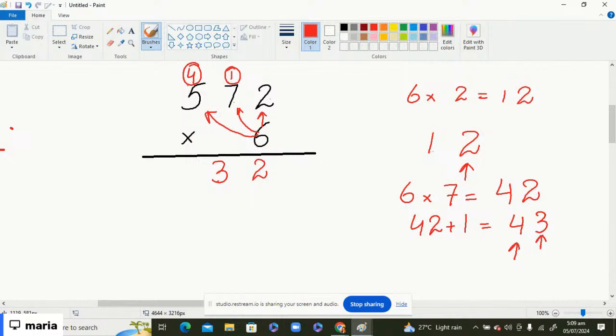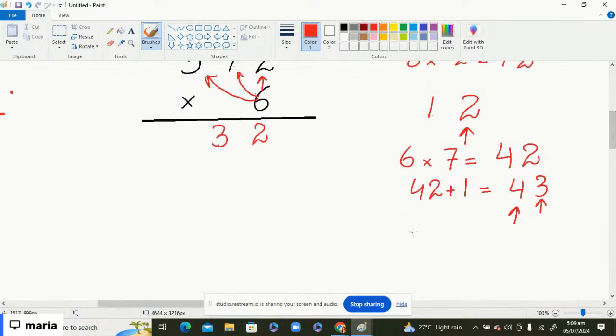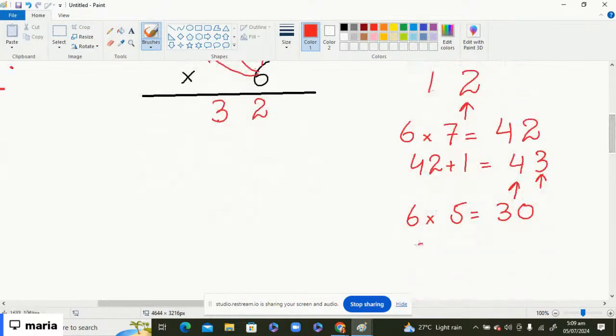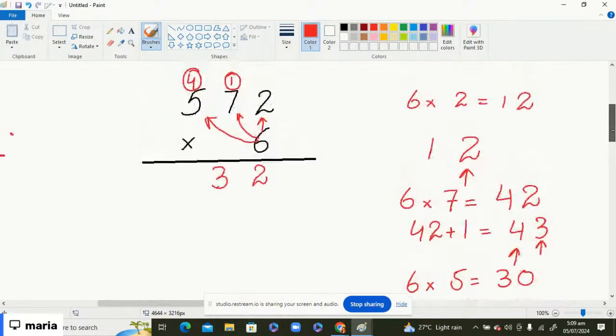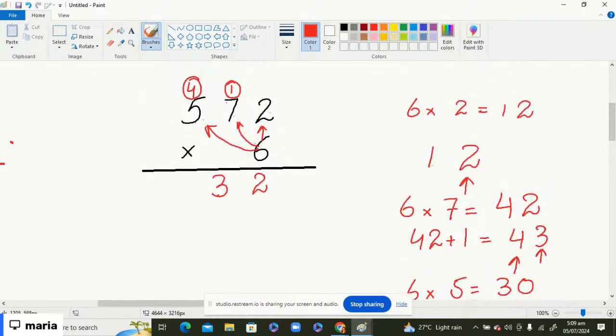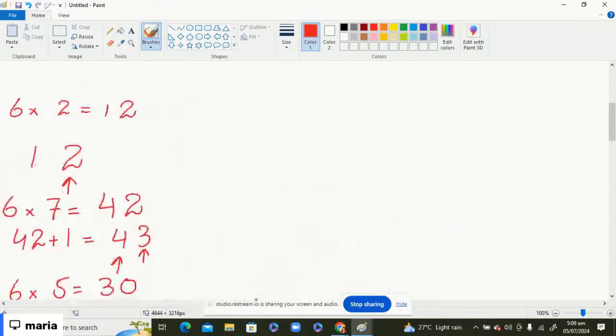Next number. Now multiply 6 with 5. 6 times 5 is 30. And how much is the carry that you added? 4. So 30 plus 4 is 34. Is there any other number with the 5? No. So you put the full 34 here. If there were some number here, you would put 4 here and 3 would go up as a carry. So this is the answer for that question. Okay, now let's do the next one.